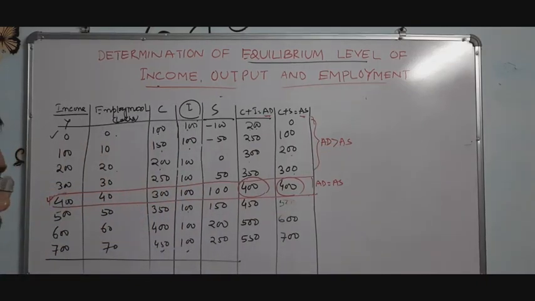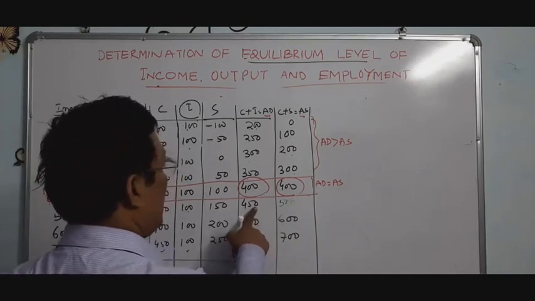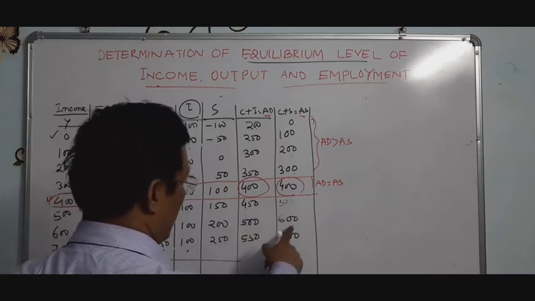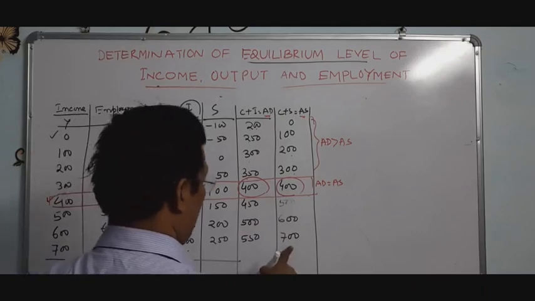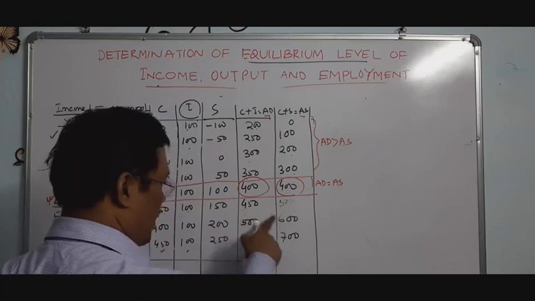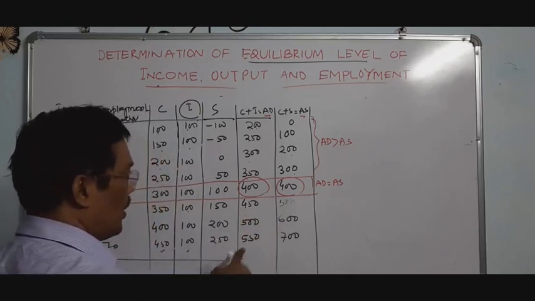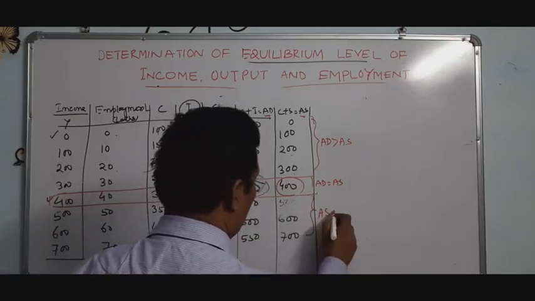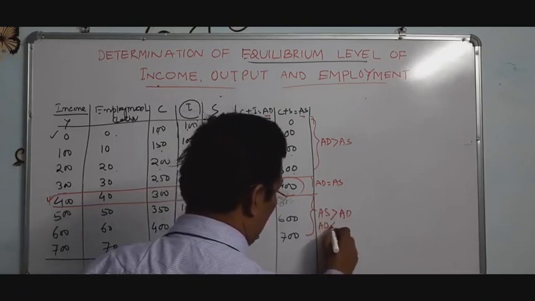After the 400 level of income, AD is 450, AS is 500. AD is 500, AS is 600. AD is 550, AS is 700. It means that 500 is more than 450, 600 is more than 500, 700 is more than 550. It means AS is greater than AD, or AD is less than AS.